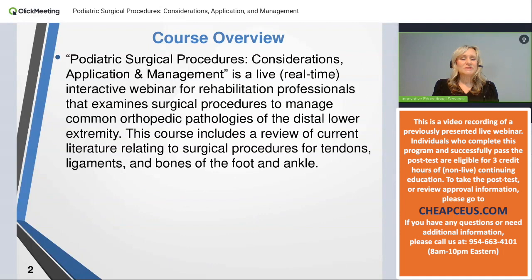What we will explore during our time together in this course is the surgical procedures that are utilized to manage the orthopedic conditions of the distal lower extremity. We'll specifically look at the current literature and trends in surgical management for the tendons, ligaments, as well as the bones of the different foot and ankle joints.